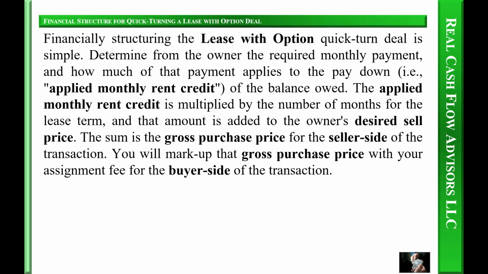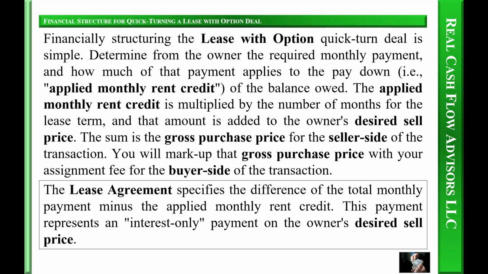The applied monthly rent credit is multiplied by the number of months for the lease term, and that amount is added to the owner's desired sell price. The sum is the gross purchase price for the seller side of the transaction. You will mark up that gross purchase price with your assignment fee for the buyer side of the transaction. The lease agreement specifies the difference of the total monthly payment minus the applied monthly rent credit. This payment represents an interest-only payment on the owner's desired sell price.